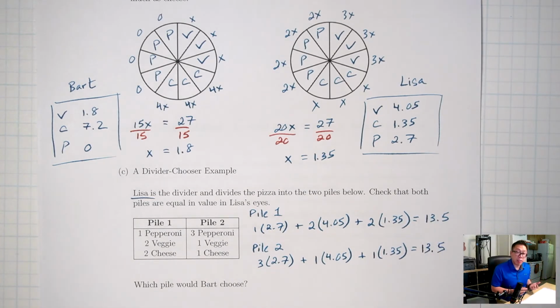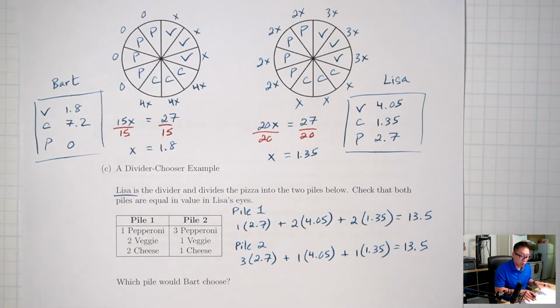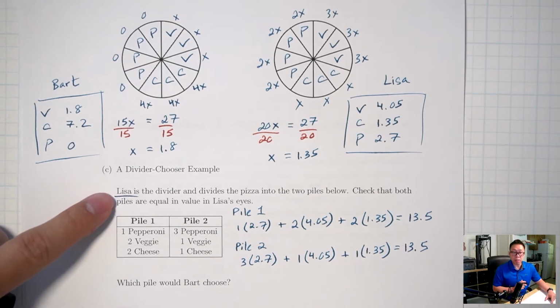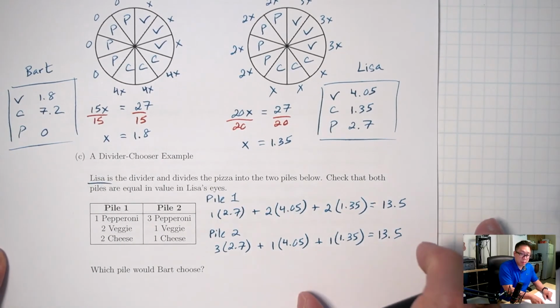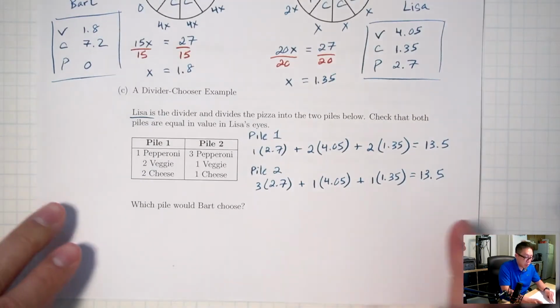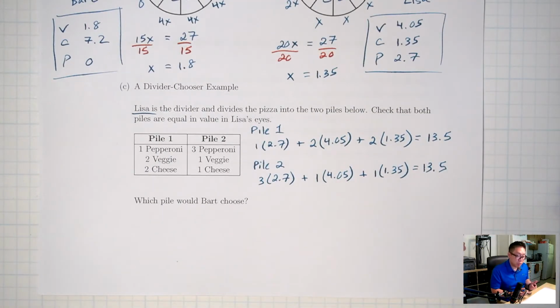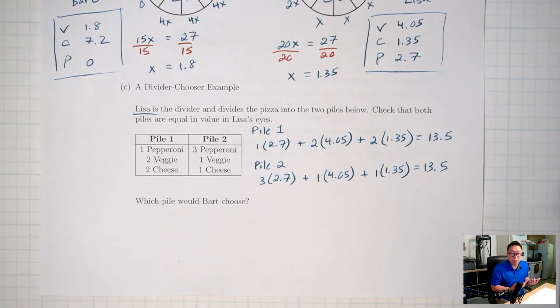Okay, so she did the right thing. She divided the pizza up into 2 piles, and both piles are worth the same. So she's okay with either pile. Okay, so she did the right thing as the divider. Now Bart gets to choose. So which pile would Bart choose? So we're going to look at the value of each pile to Bart using Bart's numbers, and then he's going to choose whichever one is more valuable to him.